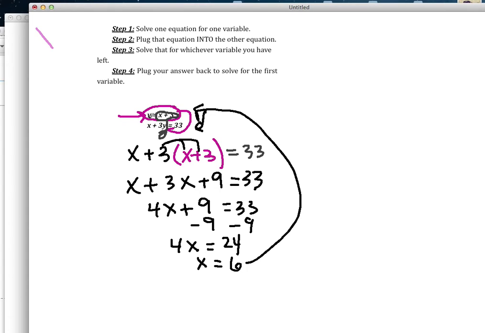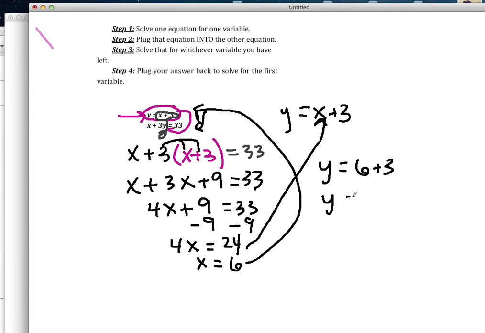I'm going to plug it into the top one because it's already solved for y. So we have y equals x plus 3. All I'm doing is taking that 6 and plugging it in for x. So we have y equals 6 plus 3, so we have y equals 9. So my coordinate point is (6, 9).